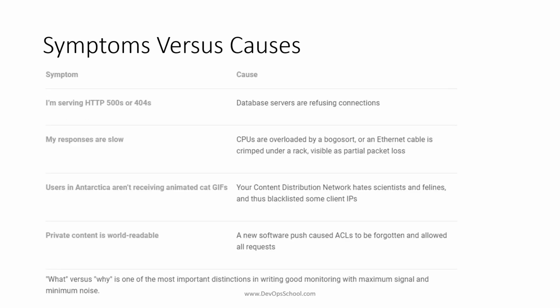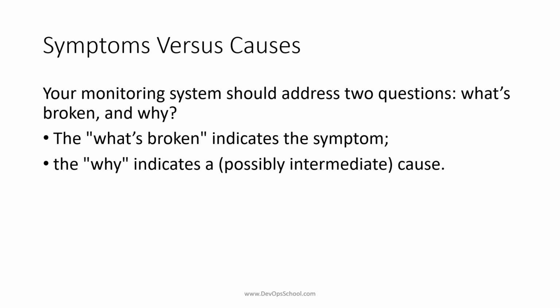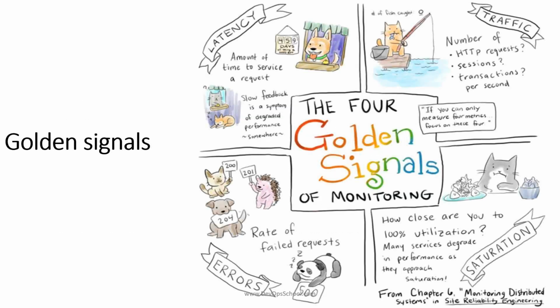Now, if you look at symptom versus cause, here I'm serving HTTP 500s and 404s. What could be the cause? The cause is that database servers are refusing connections. So one way you get the symptom, another way you get the cause. My responses are slow. What could be the reason? It could be CPU, network, RAM, anything. So there is something you call a symptom and something you call a cause. If you want to set up monitoring, you should have these two answers: what's broken and why it's broken. These are the important things.